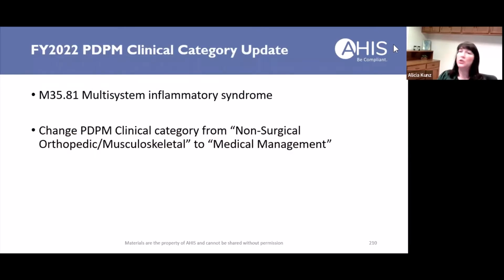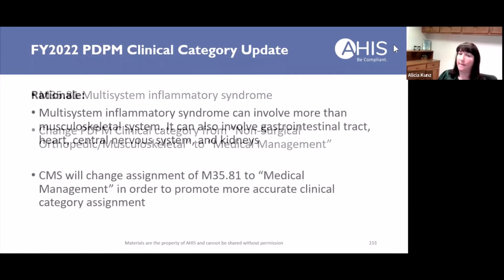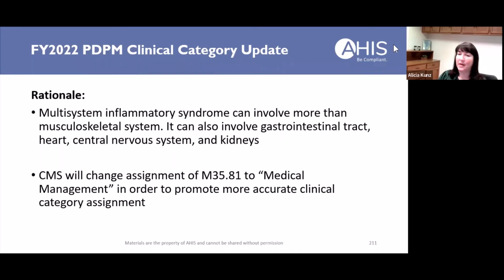Here is a change to the clinical category for multi-system inflammatory syndrome, M35.81. This one moved from non-surgical orthopedic musculoskeletal to medical management. So what's the rationale for that? Well, they did that because it's in the name, multi-system inflammatory syndrome. So it's multiple systems. It's not just the musculoskeletal system. So if it's going to affect multiple body systems, the idea is for the clinical category to be accurate. So that is why having it moved to medical management is more accurate.